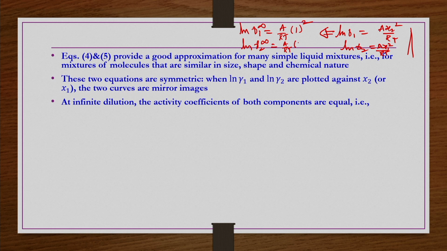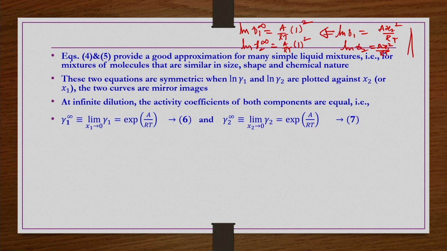So, that is A by RT multiplied by x1 square, and in this case x1 is 1. So, that means for these 2 suffix Margules equations, at infinite dilution conditions, the activity coefficients of both components are the same, that is, exponential of A by RT.